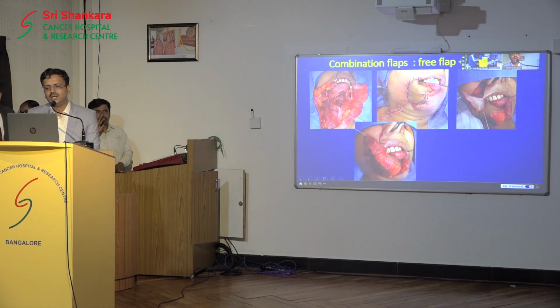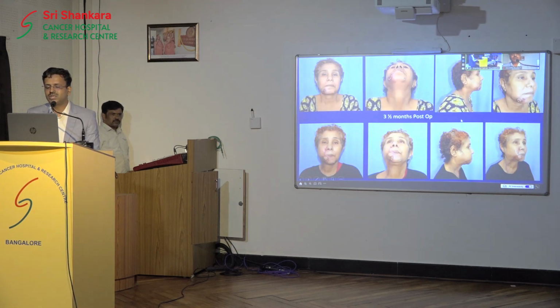This was a lady who came with lip resection along with mandibulectomy. We did a fibula flap. We looked at the option of providing fibula skin only for the lip reconstruction, but there was a significant lip droop. Since she had a quite wide oral cavity, we planned an Estlander flap, and this is the result at 3.5 months. So we can use a combination of flaps also to get good results.